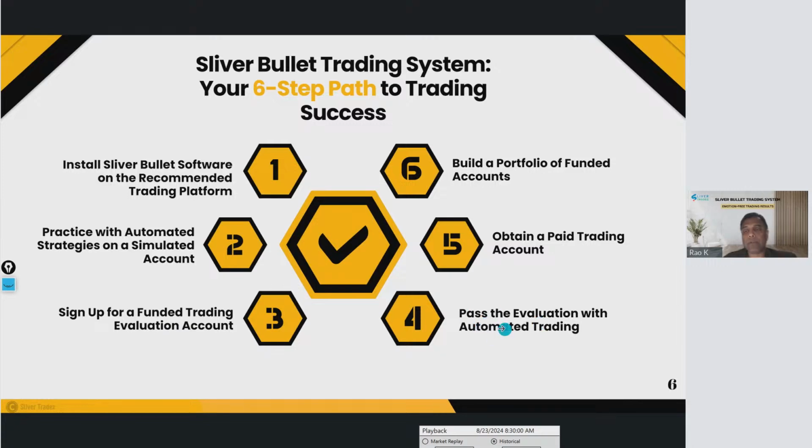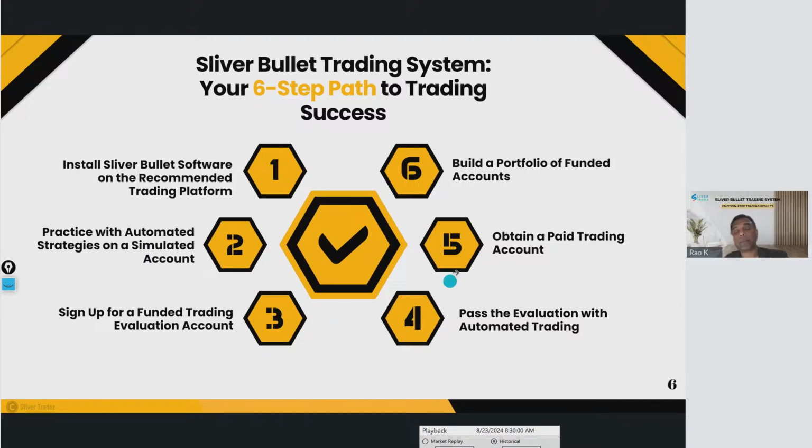and step number 4 is, using our software, it helps you achieve the goal with some discipline, of course. So daily, if you achieve a little bit towards your goal, in about 3 to 4 weeks, you can pass an evaluation. And once you pass the evaluation, you have to convert that evaluation account to a paid trading account. This you do by paying a one-time fee of about $150. So you pay $150, get a paid trading account, and you rinse and repeat step number 3, 4, and 5.